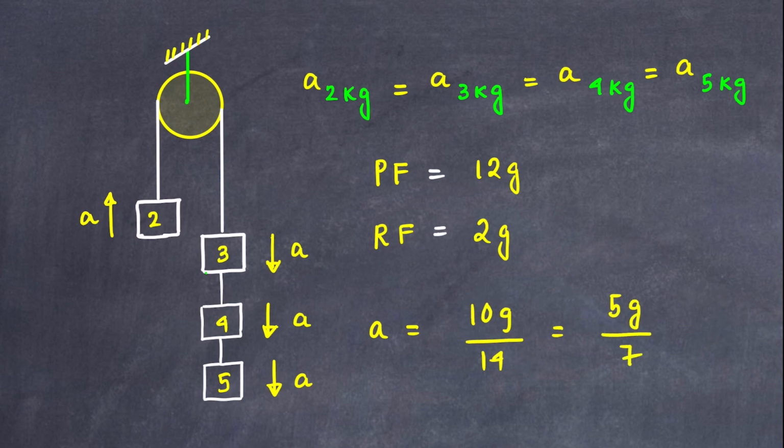So the acceleration of the 3 kg block will be downward and its value will be 5g by 7. The 4 kg block will move downward with an acceleration of 5g by 7. Similarly, the 5 kg block will move downward with an acceleration of 5g by 7, while the 2 kg block will move upward with an acceleration of 5g by 7.